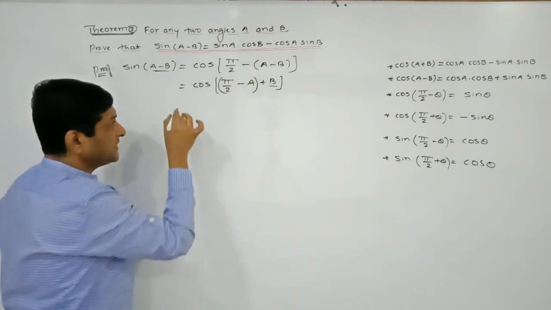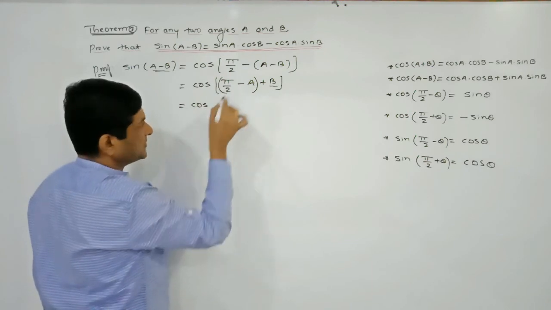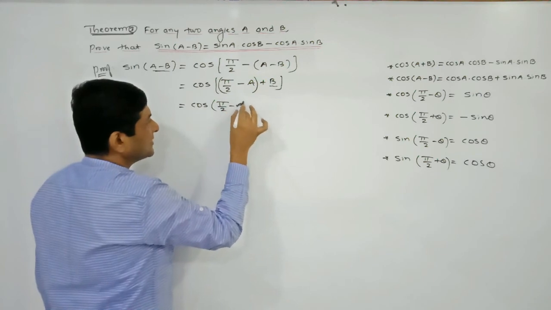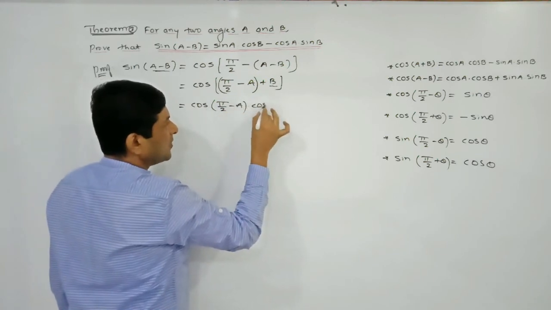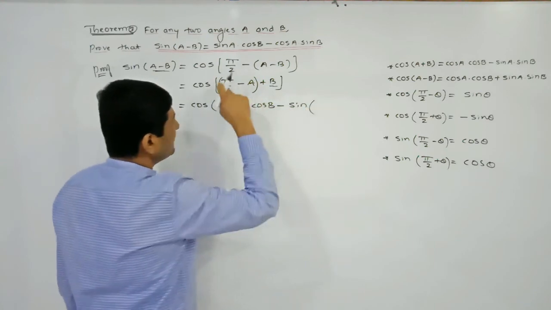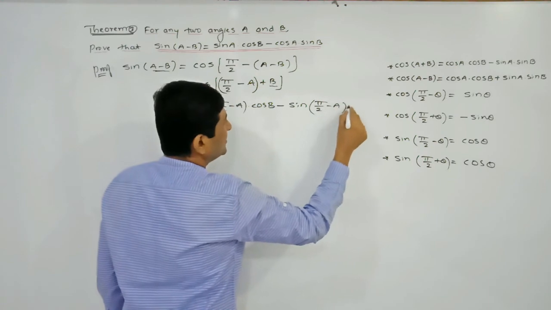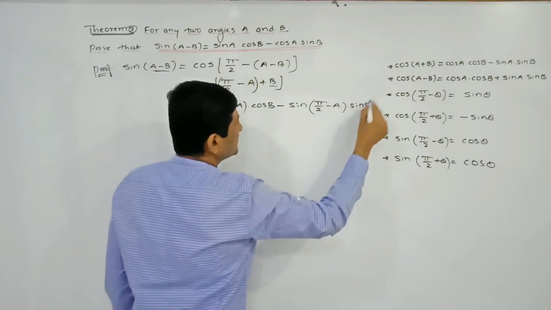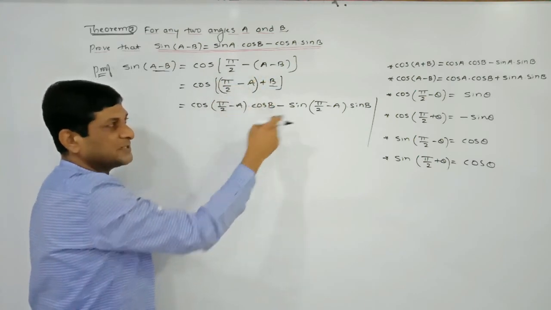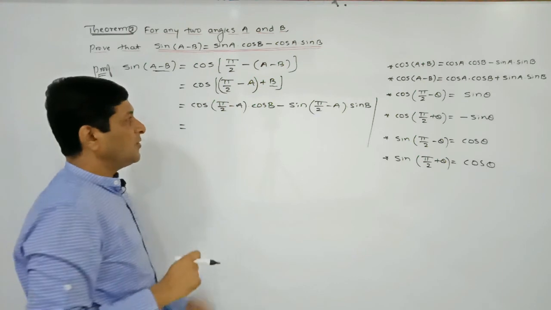Now what result will we get here? According to that formula, cos A into cos B, where A is here pi by 2 minus A. So cos A into cos B minus sin A, where the value of A here is pi by 2 minus A, into sin B. We are just applying this formula, cos(A plus B) is equal to cos A into cos B minus sin A into sin B.